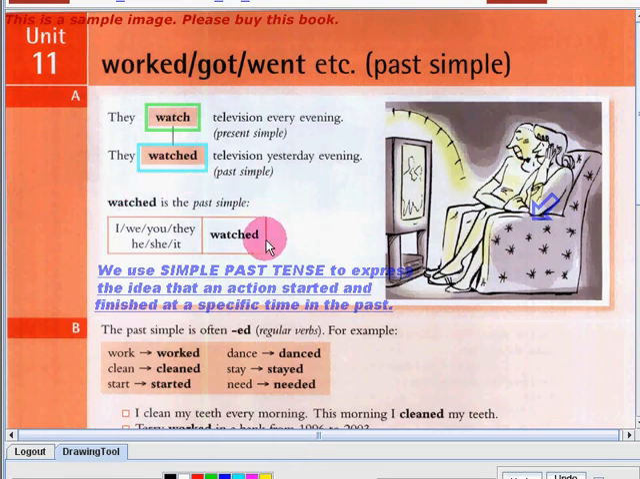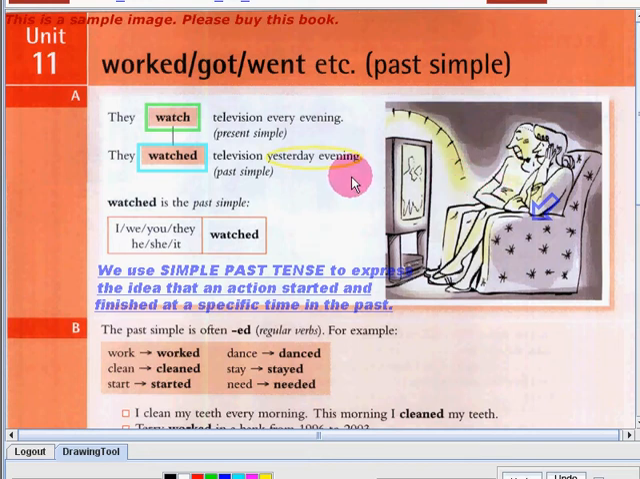So, with our simple past verb, we can use the following pronouns. Let's read them. I watched. We watched. They watched. He watched. She watched. It watched. So, we use simple past tense to express the idea that an action started and finished at a specific time in the past.